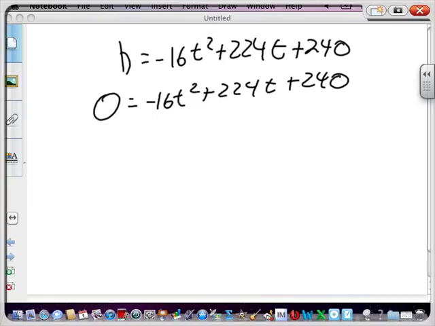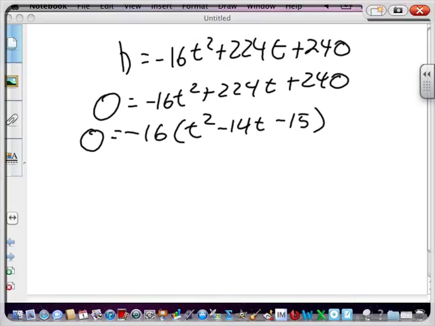Which way do you want me to do? Factoring, complete the square, or quadratic formula? Complete the square? Okay, so I'm going to divide out a negative 16. I'm going to be left with t squared minus 14t minus 15. Then I'm going to divide by the negative 16. So it comes right out, so I don't have to deal with it anymore. I'm going to add 15 to both sides.